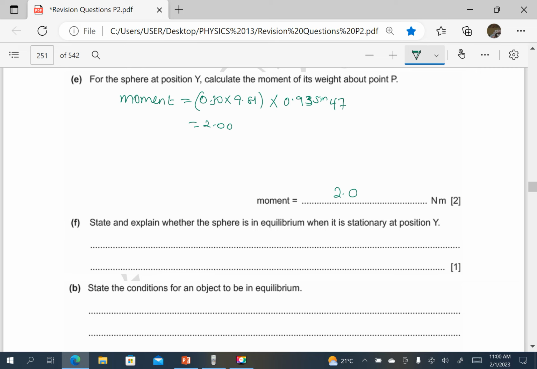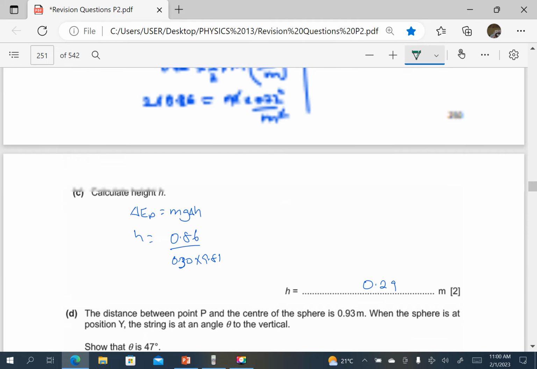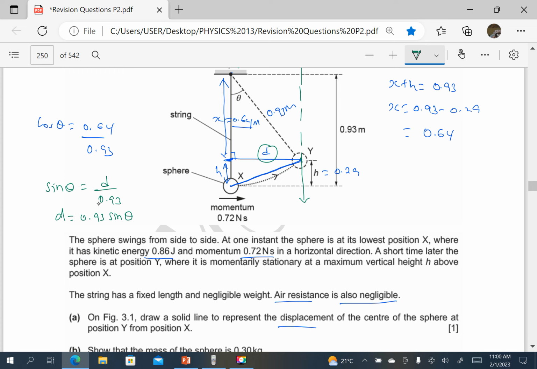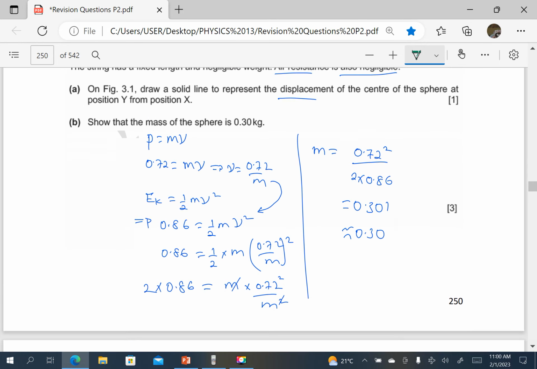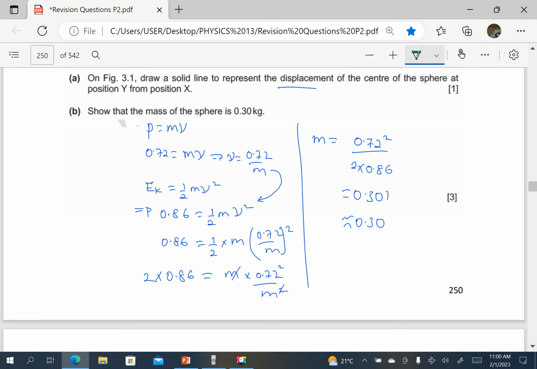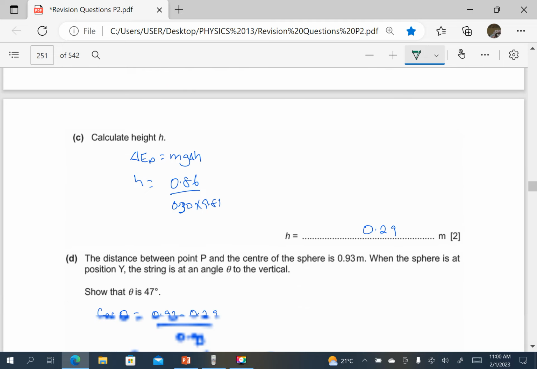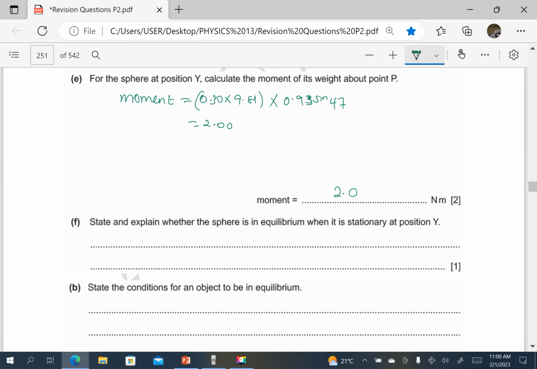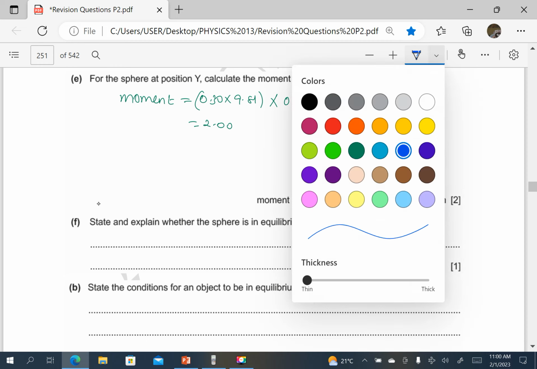State and explain whether the sphere is in equilibrium when it is stationary at position Y. It cannot be in equilibrium at position Y because there must be a restoring force trying to take it to equilibrium. We have also seen that there is a resultant moment on sphere A about point P, which is 2.0. A body cannot be in equilibrium when it has a resultant moment. Therefore, the sphere cannot be considered to be in equilibrium.